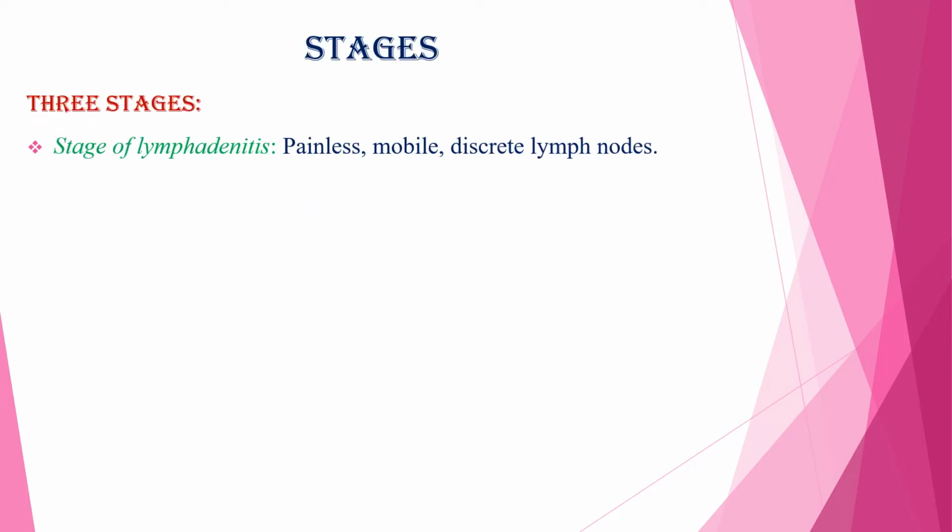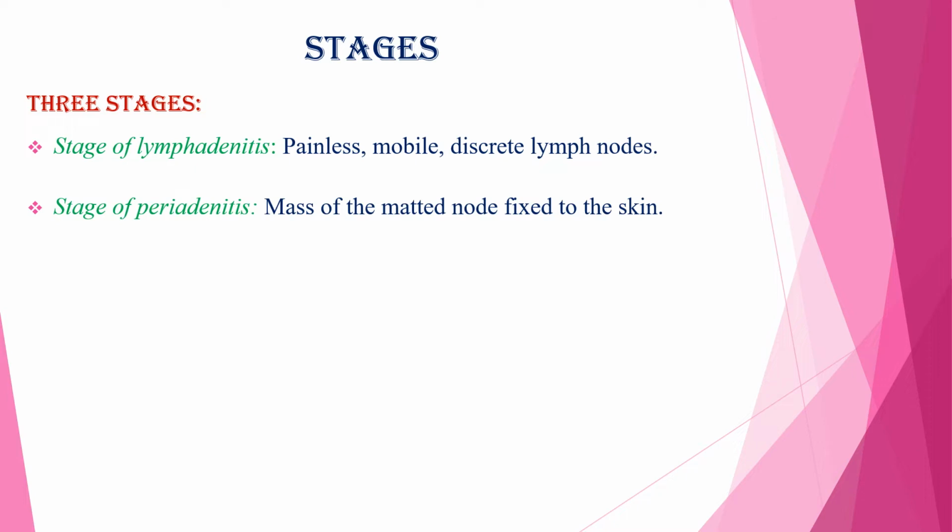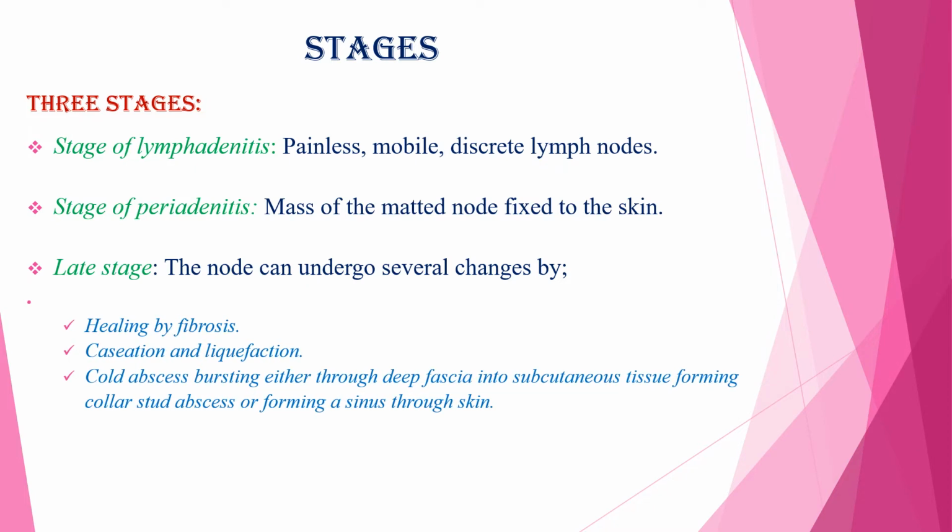There are three stages of cold abscess. The first stage is the stage of lymphadenitis. In this case, there are painless, mobile, and discrete lymph nodes. In the stage of periadenitis, there is a mass of matted nodes fixed to the skin, whereas in the late stage, the node can undergo several changes: healing by fibrosis, caseation and liquefaction, and also cold abscess bursting either through deep fascia into subcutaneous tissue forming collar stud abscess, or forming a sinus through the skin.